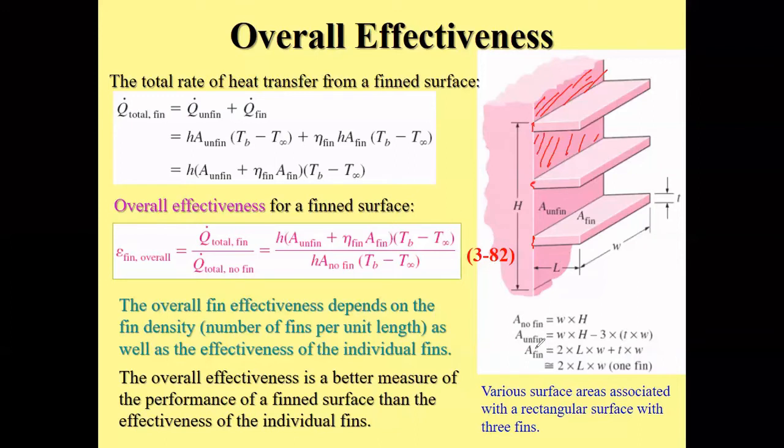So the area of the fin is the area on the top and bottom of the fin, right? That's why it is 2L times W, plus the area of this tip here, right? But this is sometimes negligible, so you can actually exclude it. It is also approximated as this for 1 fin.